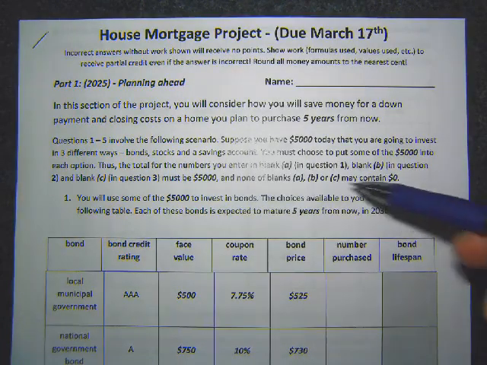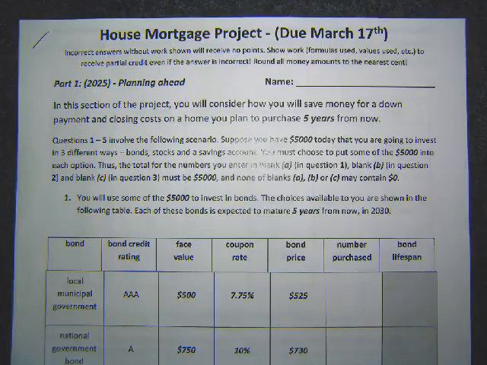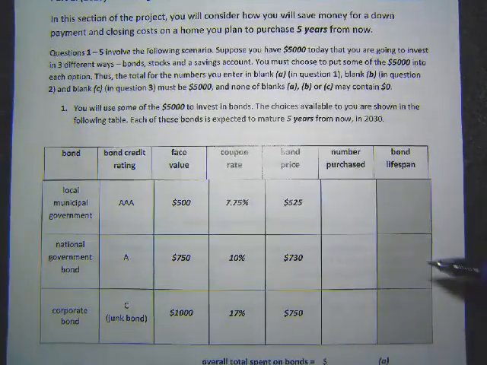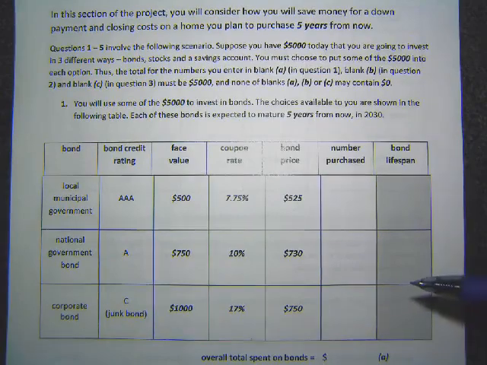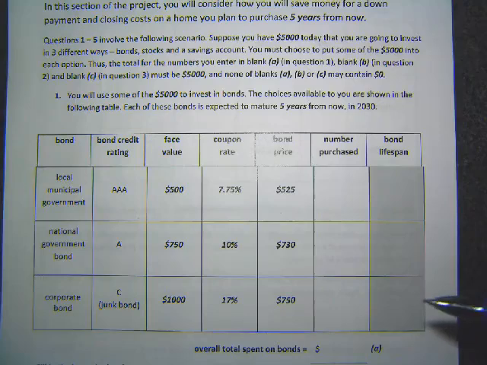You have to use all three. You have to buy at least some bonds, at least some stocks, and you have to have at least money left over to put in the savings account. So in the first part, you get to pick some bonds. You need to pick at least one. You can pick multiples if you want. You can do several of the same bond, or you can do a couple different bonds.